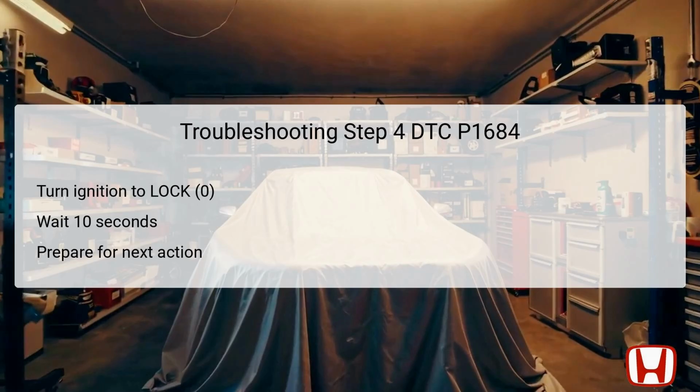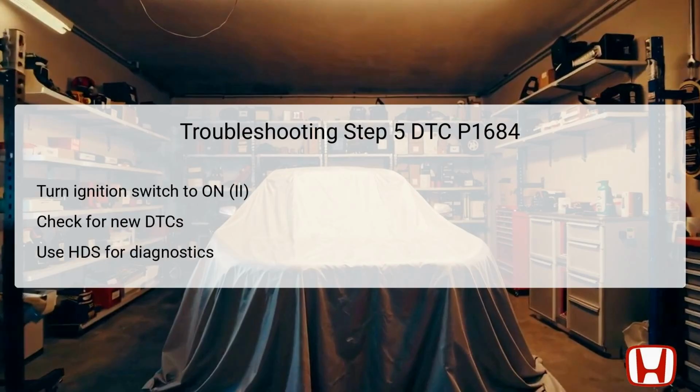Step 5 involves turning the ignition switch back to the on 2 position to access the system's diagnostic capabilities once again. This allows technicians to check for pending or confirmed DTCs using the Honda Diagnostic System, HDS. It is essential to observe if DTC P1684 reappears, or if other codes are indicated, as this could give further insights into systemic issues that may be affecting the throttle mechanism.